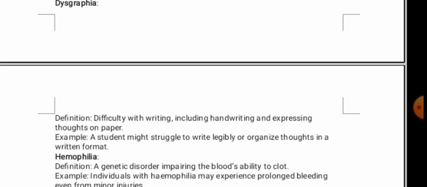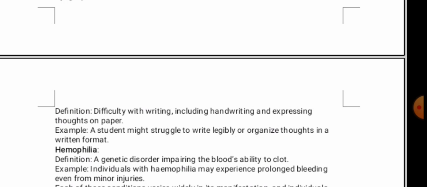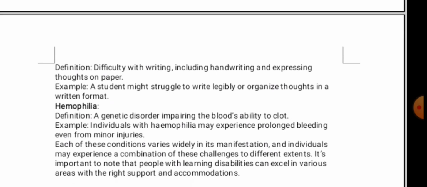Dysgraphia. See, graph means writing, right? So let us see dysgraphia. My dear friends, whenever you see the word graph, try to remember that it is a condition or problem which has something to do with writing. Writing difficulty. Let's see: difficulty with writing, including handwriting and expressing thoughts on paper. A student might struggle to write legibly or organize thoughts in a written format.